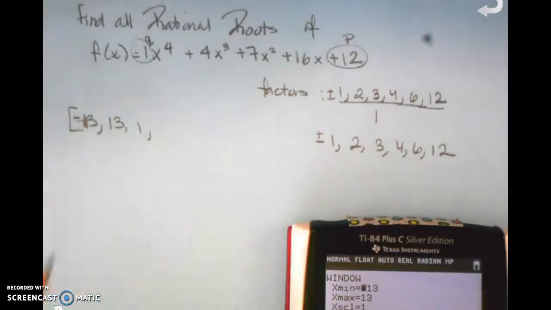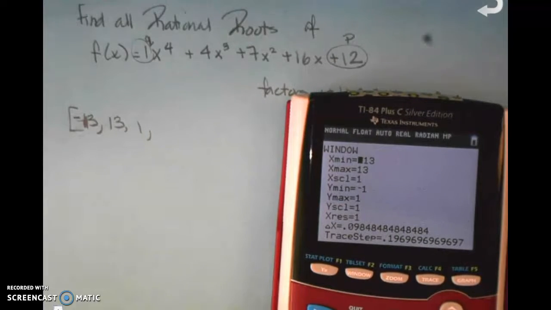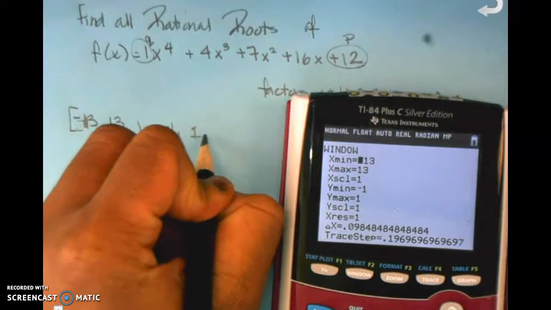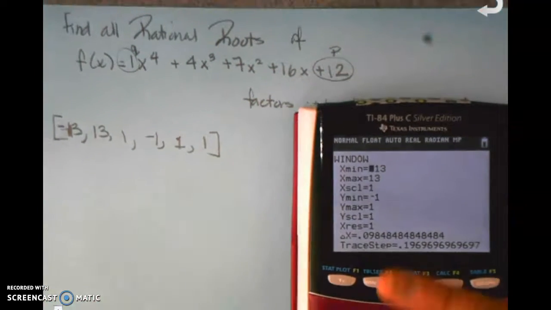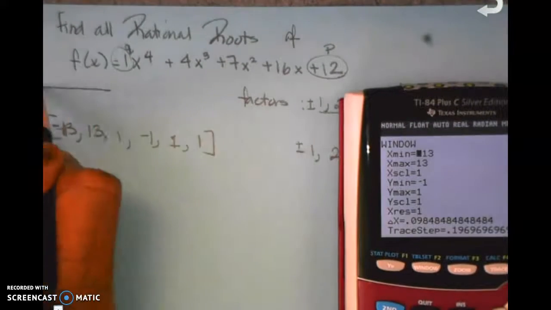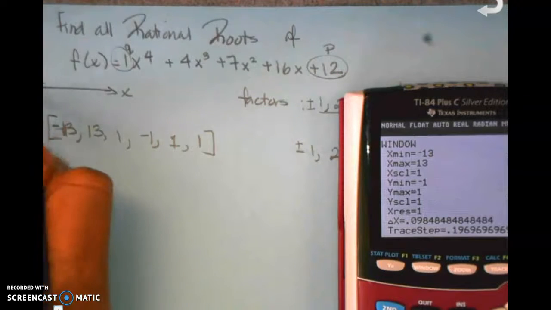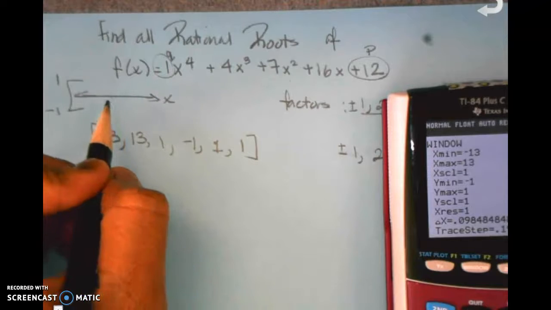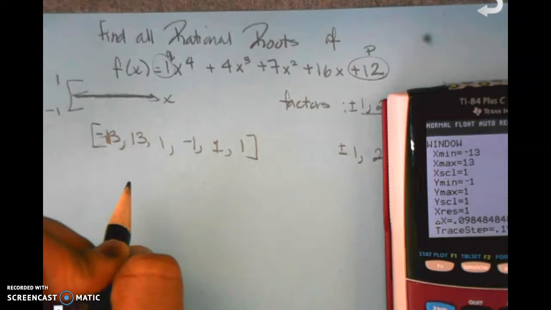And now the y minimum and y max, this is what I'm using. I'm always going to use negative 1 for the y min, positive 1 for the y max, and a scale of 1. Why? Because at the end of the day, I don't really care what's going on way up here or way down here. I only care about where it hits the x-axis. So I'm just going to look at it from negative 1 to 1, because who cares what's happening above that? I just care about where it's at when y equals 0. So I give myself a little bit of a buffer from there.